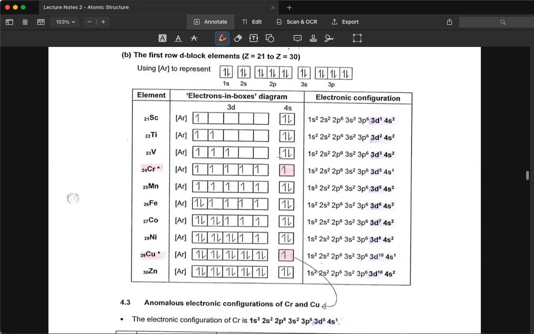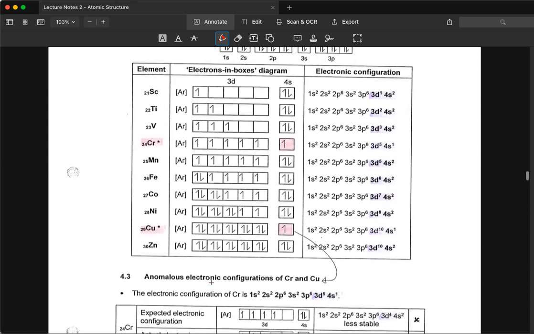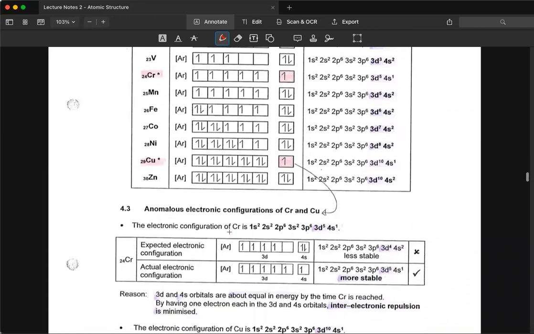Okay, now there are some anomalous electronic configuration behavior, in particular chromium and copper. Starting with chromium. So if you look at the electronic configuration, it is written as 1s2, 2s2, 2p6, 3s2, 3p6, 3d5, and 4s1. By right, it should be 4s2 and 3d4. But why is it like this? Why the electron from 4s move to 3d? So the expected electronic configuration should be this: 4s2, then 3d4.